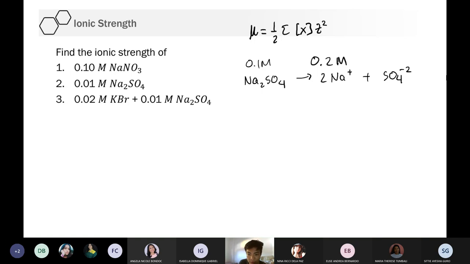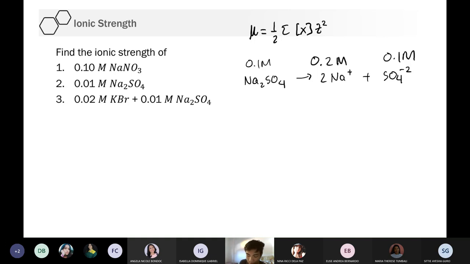About sulfate ions, same lang siya as dito. Bakit same lang? Kasi yung coefficients nila ay parehas na 1. Okay. So, ganun. Kapag may coefficient na 2 times 2, pag walang coefficient, edi 1 lang. Okay. So, yan. So once we dissolve this ion, we will get 0.2 molar of sodium ions and 0.1 molar of sulfate ions.